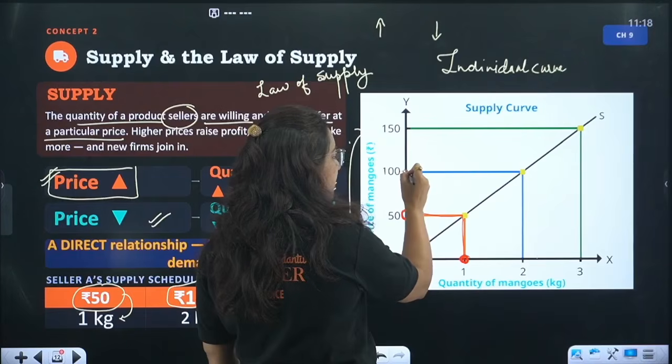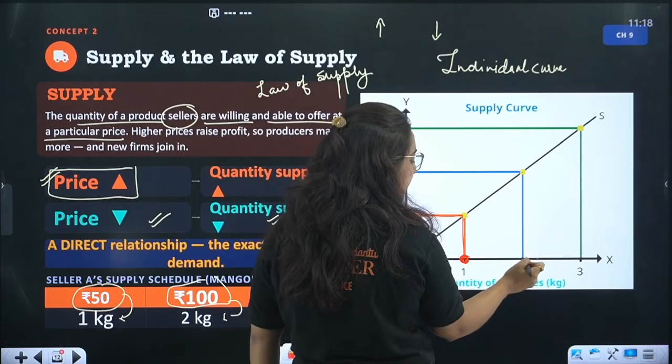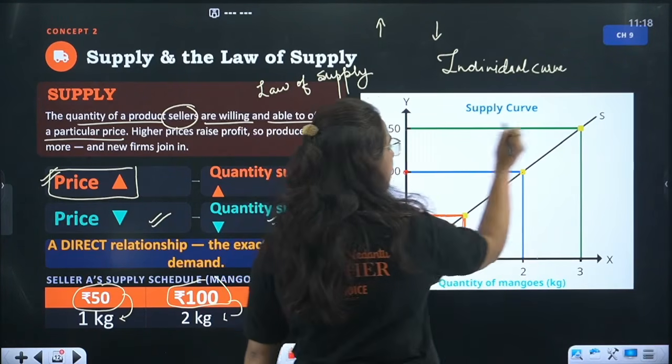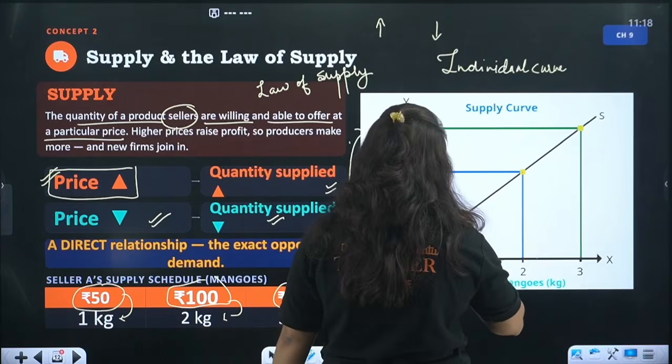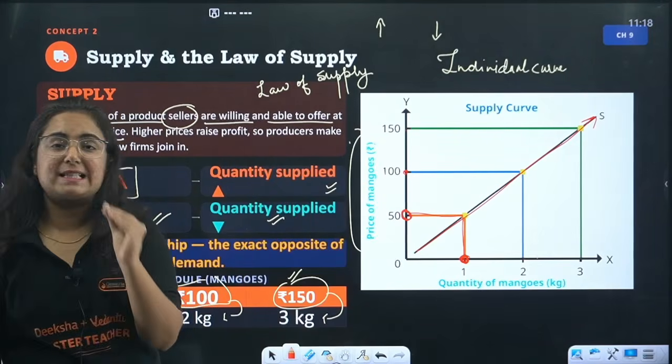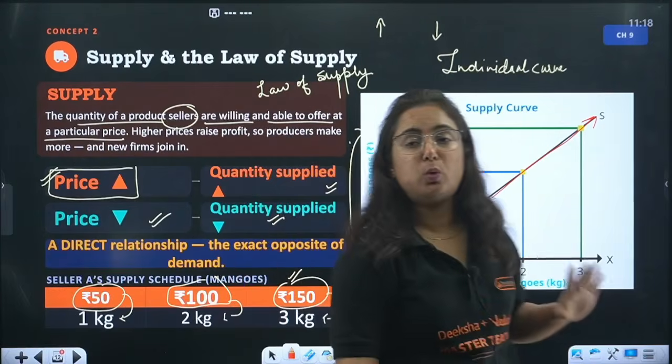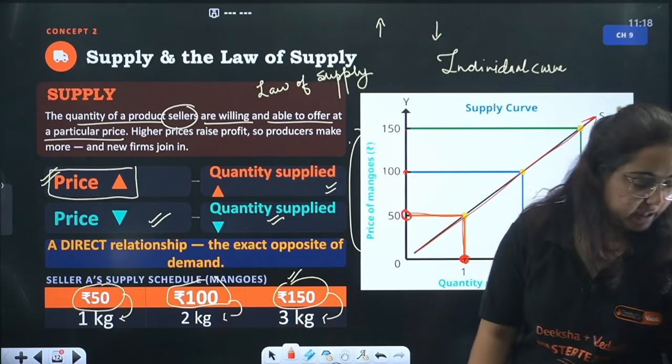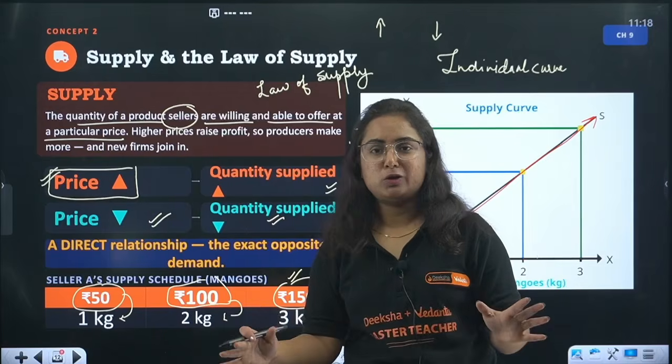Let's go beyond it. Now the price is increased to 100. The person will increase the quantity. At 150, the person will increase the quantity. And this is the curve, which is known as the individual supply curve. It is known as what, bacha? Individual supply curve. Understanding or not?